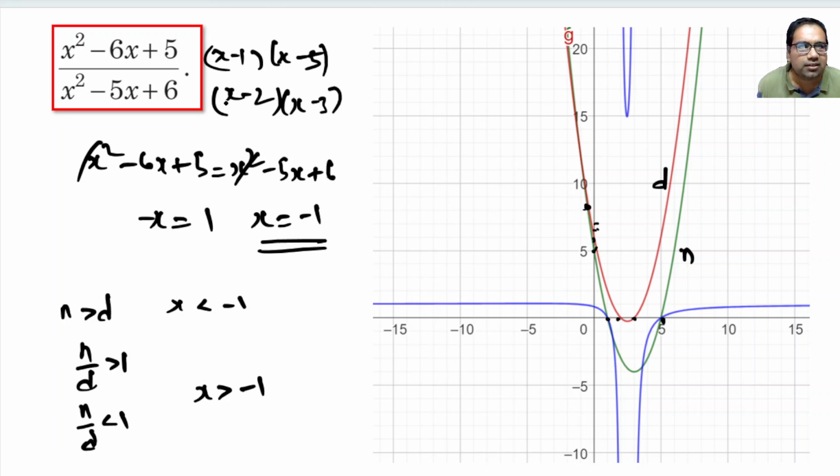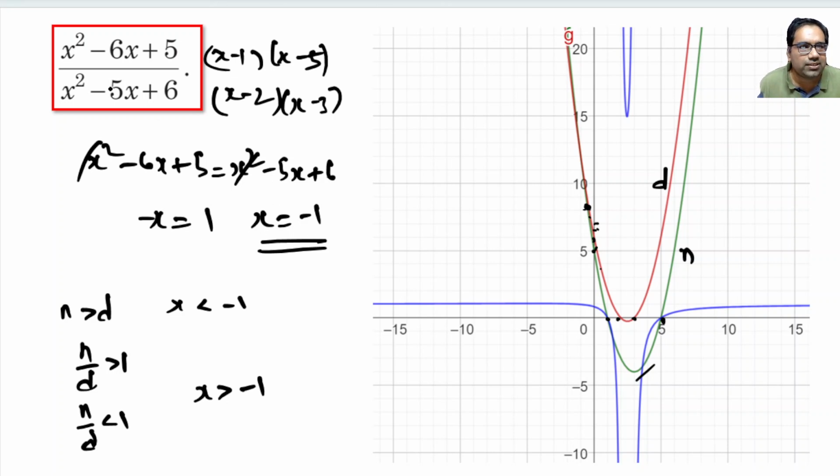The green graph is always lower than the red graph after x equal to minus 1. Before x equal to minus 1, that means to the left of minus 1, green would be higher than the red one, otherwise they will not cross, right? Green is higher than the red one when x is less than minus 1, and green is lower than the red one when x is greater than minus 1. That's why these two are equal when x equal to minus 1. That is one part that we have understood.